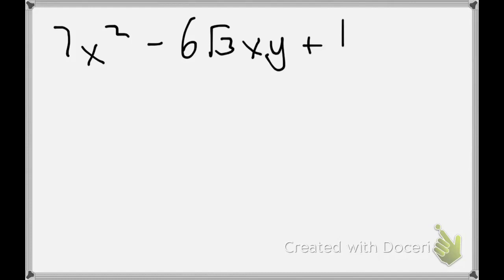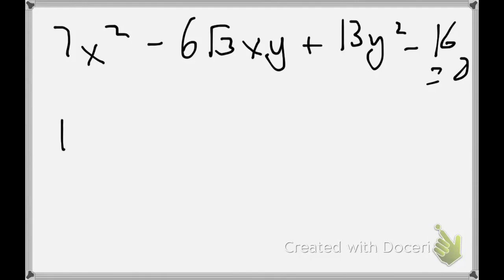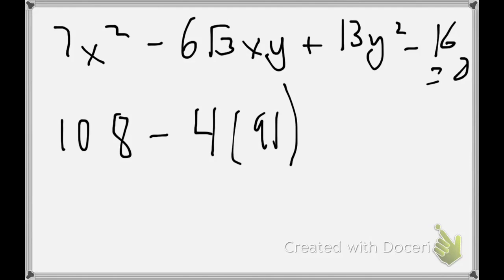And this is 7x squared minus 6 root 3 xy plus 13y squared minus 16 is equal to 0. So first we find out what type of conic this is. So we do our discriminant, which is b squared, which is 108, minus 4ac, where ac is equal to 91. And without calculating, you can already tell that 4 times 91 is less than 108, so it will be negative. So we know it's less than 0. So it's going to be an ellipse.